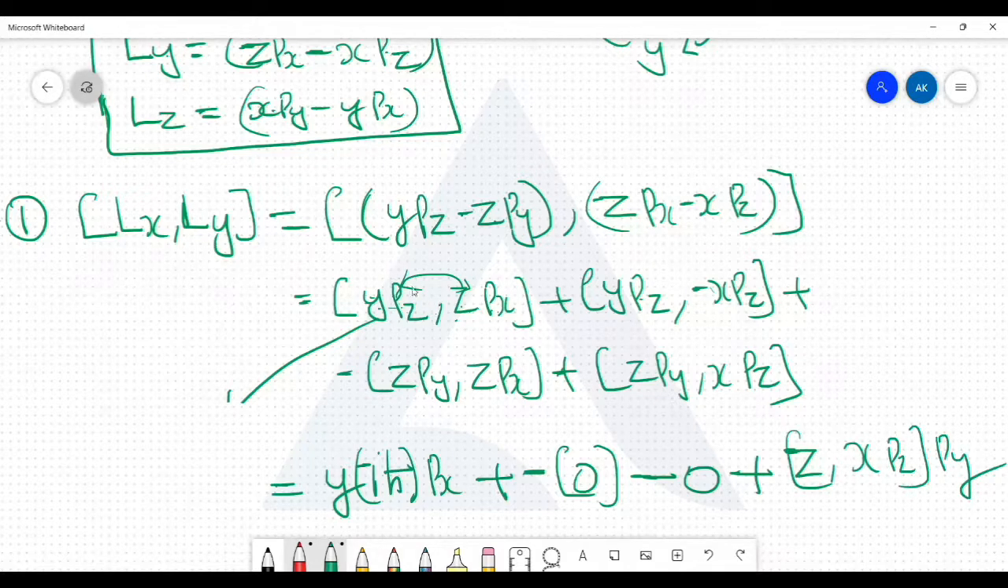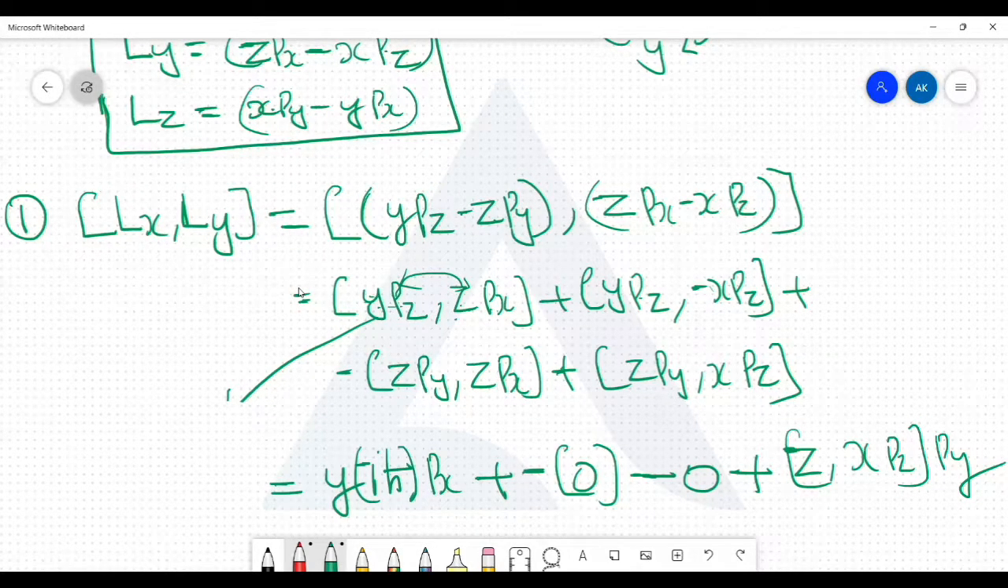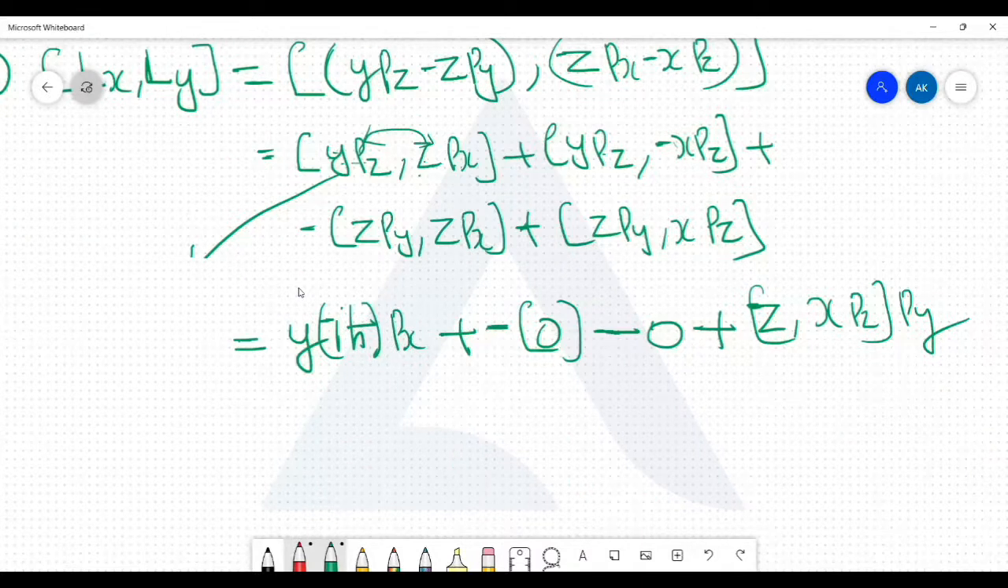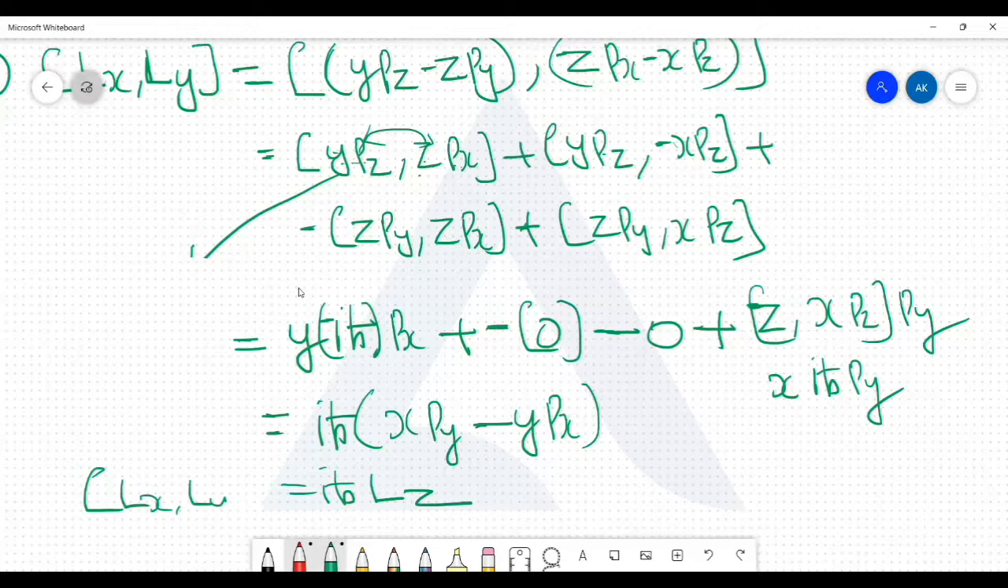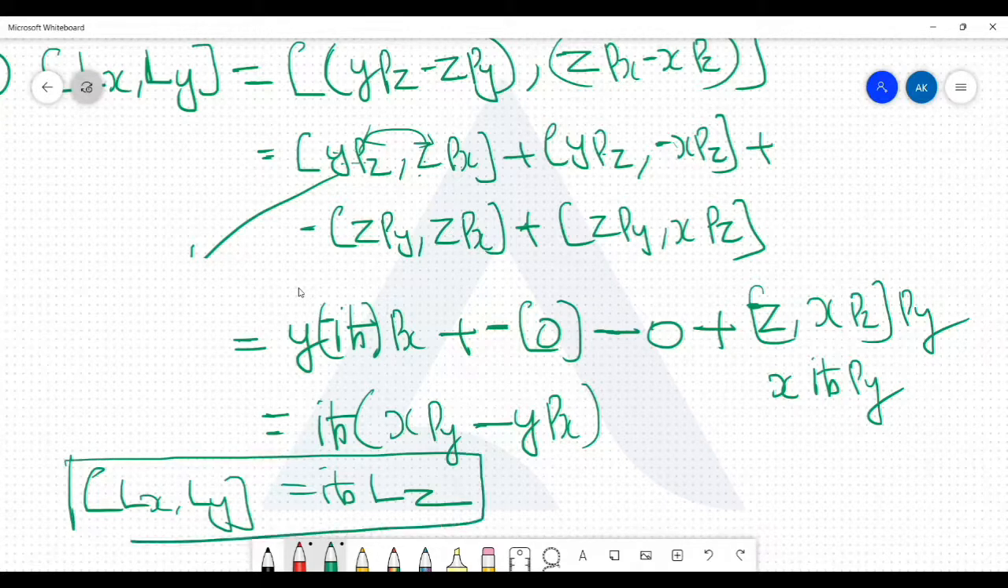Right. So order is important. That is why I am putting that. Once you solve this, you will get x into z pz is i h cross py. So our answer will be i h cross, x py minus y px. What is x py minus y px? This is Lz. Therefore, i h cross Lz. So the commutator of Lx, Ly will be i h cross Lz. Similarly, you try every term.